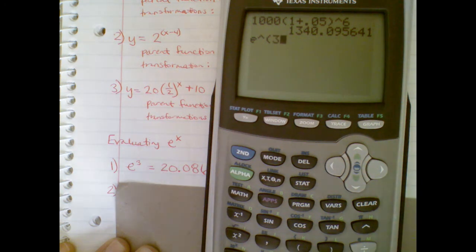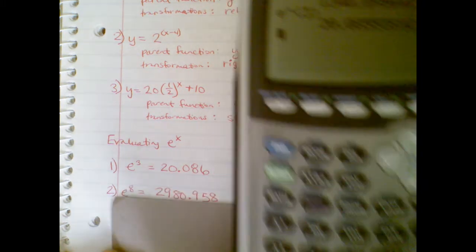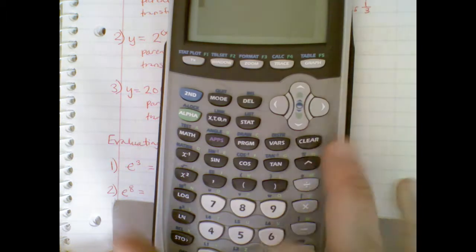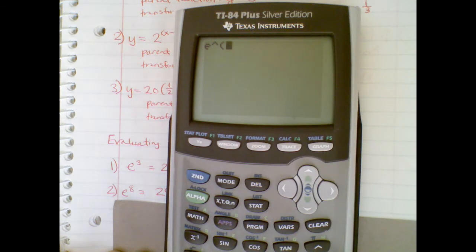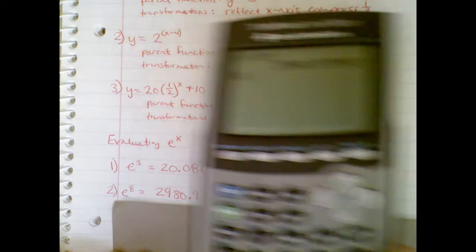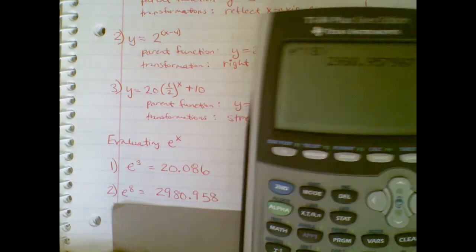So we have e to the third power, which is 20.08553692. Just round to 3 decimals, so 20.086. The next one, we have e to the 8th power. So we're going to do second and then that's the LN button to bring up our e, and then we have to the 8th power. So we have 2,980.958, and then we're going to round that to 3 decimals.